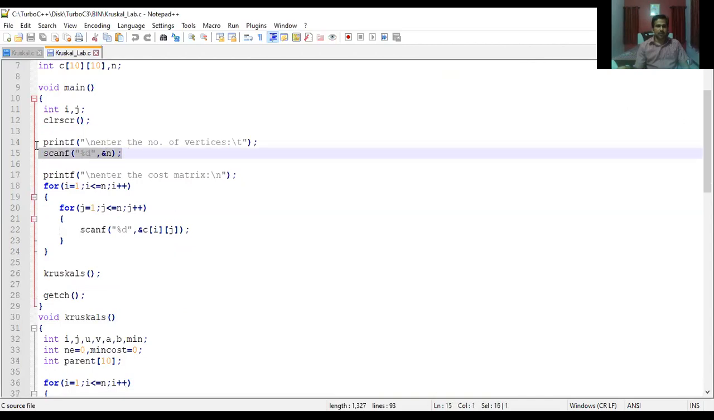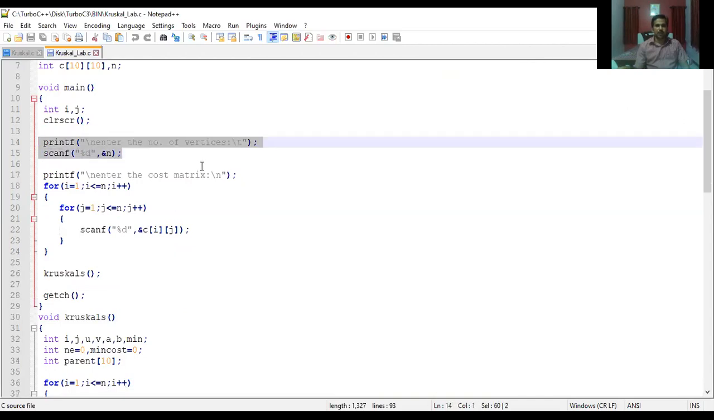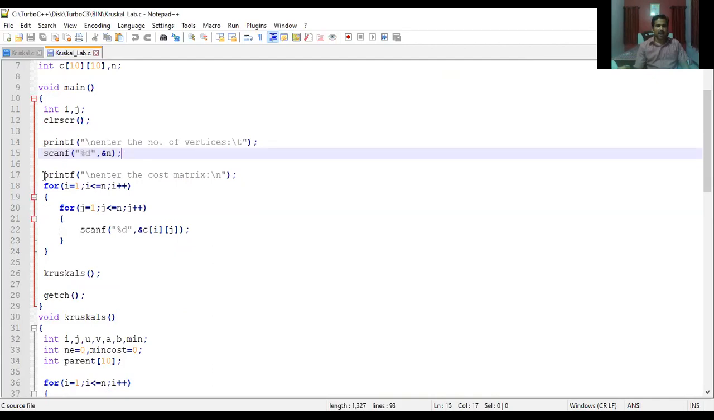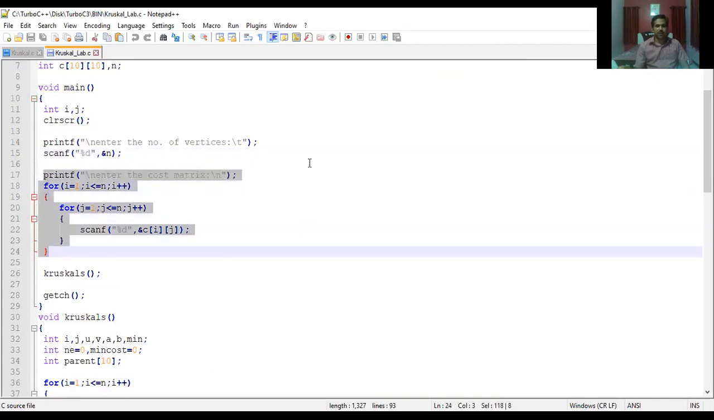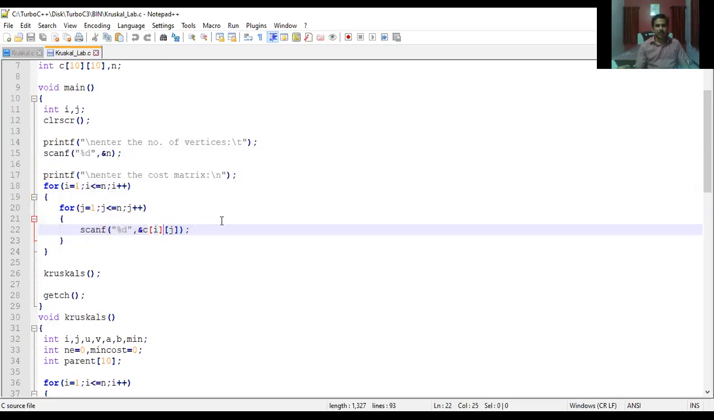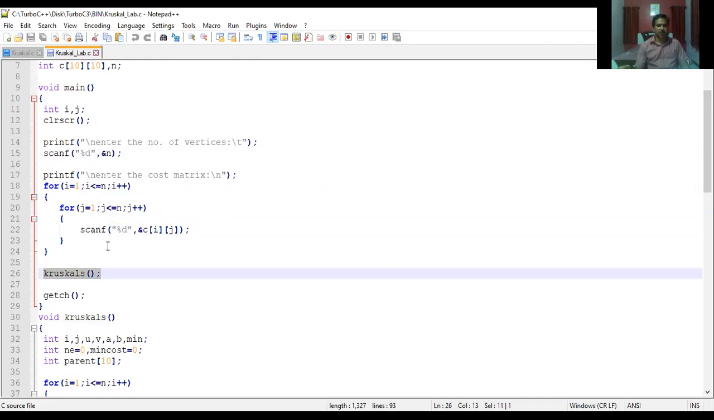Initially, I would like to input the number of vertices, that is the n value. Later on, I'm supposed to input the adjacency matrix, that is the cost adjacency matrix. If there is an edge, I'll consider that edge cost directly. If not, an infinity value has to be considered. In this program, we have considered infinity as 999. Before going into detailed discussion of the Kruskal algorithmic part, let me consider the input here.